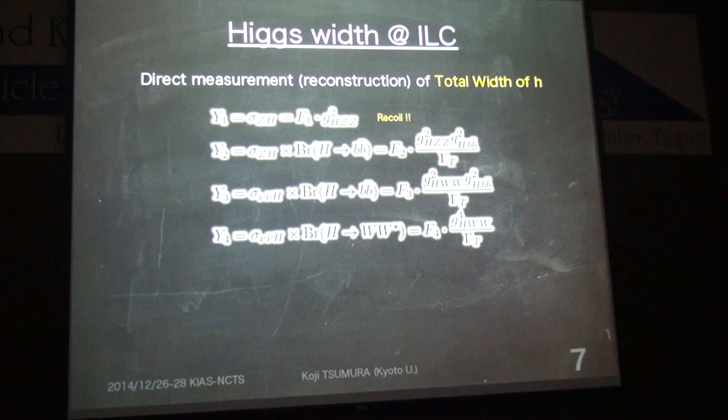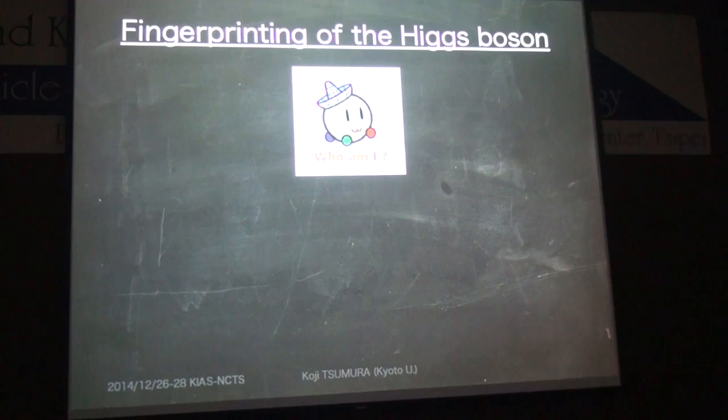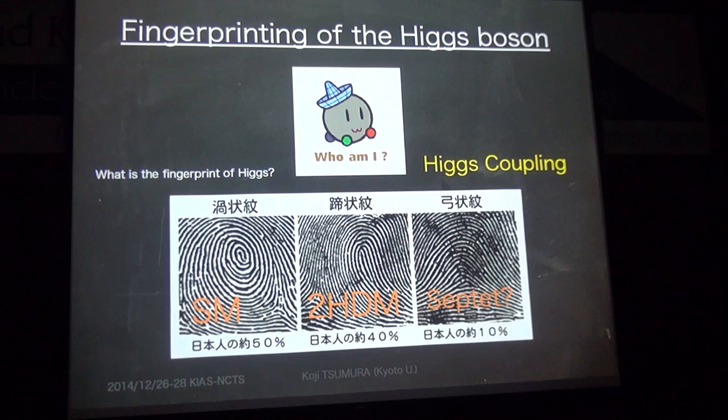Okay, so how to fingerprint Higgs? What I want to tell you is that with these three fingerprints you can clearly see that they are different, and one of them can be the standard model, and the other one a two-Higgs-doublet model. We have many predictions for Higgs couplings. That is what I want to tell you today.